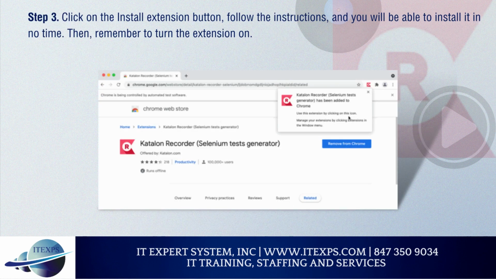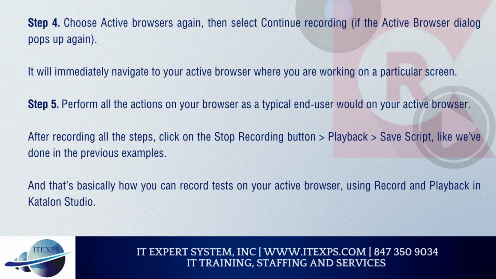Step 3. Click on the Install Extension button. Follow the instructions, and you will be able to install it in no time. Then, remember to turn the extension on. Step 4. Choose Active Browsers again, then select Continue Recording if the Active Browser dialog pops up again. It will immediately navigate to your active browser where you are working on a particular screen.